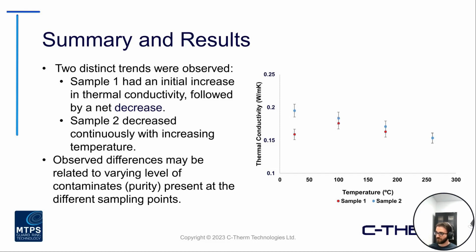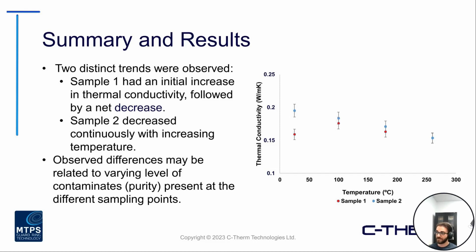Sample 1, the one in red, noted an initial increase as a function of temperature, going from about room temperature to 100 degrees, a slight increase, followed by a net decrease in thermal conductivity for the remaining temperature points. Whereas sample 2 started out higher in thermal conductivity at room temp and then showed a steady decrease over time.